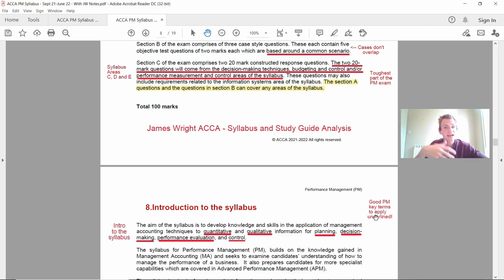The section A and the questions in section B can cover any areas of the syllabus. It's that important, I've highlighted it in yellow. So in other words, you can't question spot, you've just got to get stuck in, go through as much of the core text as you can, and make sure you've got a reasonably up-to-date one.